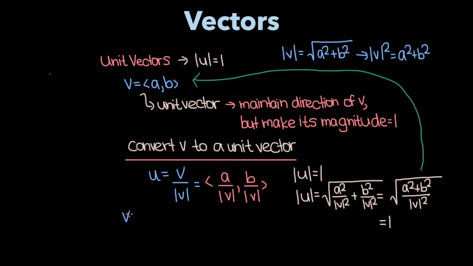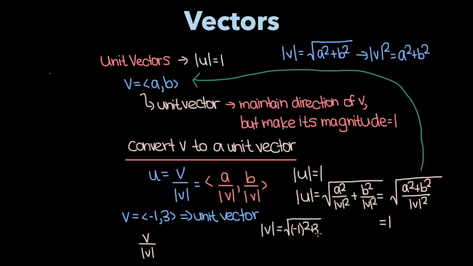Now let's do a practice problem. Let's say v is equal to -1, 3. Let's convert that to a unit vector. We're going to do this by doing v over the magnitude of v. The magnitude of v is the square root of -1 squared plus 3 squared, which is the square root of 1 plus 9, so the square root of 10.